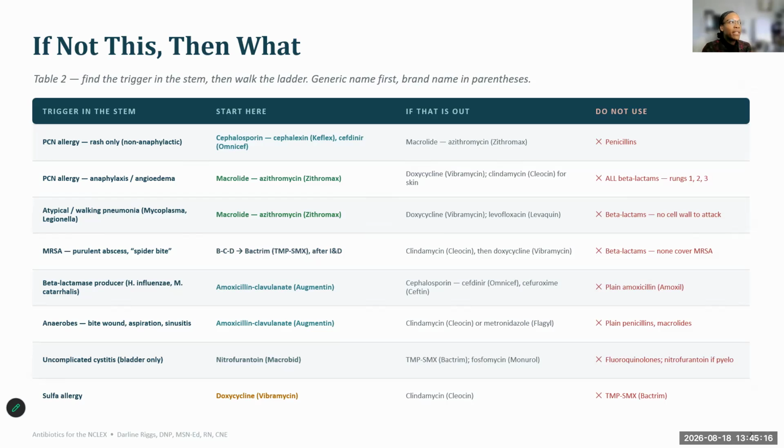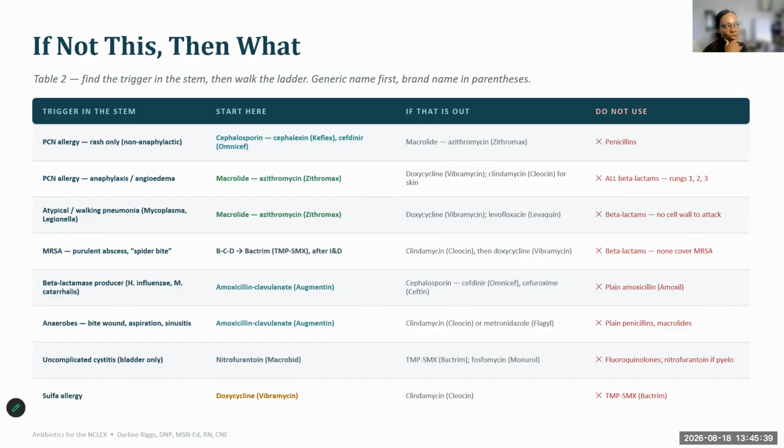Now, your beta-lactamase producer, like H. influenzae, there's another slide I have for you to explain that as well. So with your beta-lactamase producers, go straight to Augmentin, okay? And if that doesn't work, then you go to your cephalosporins, okay?